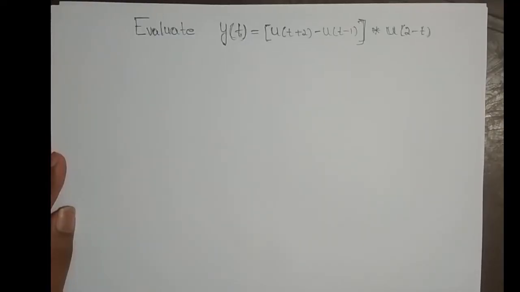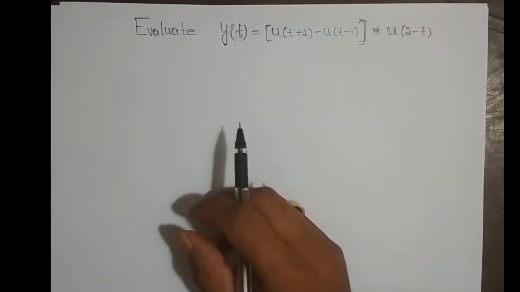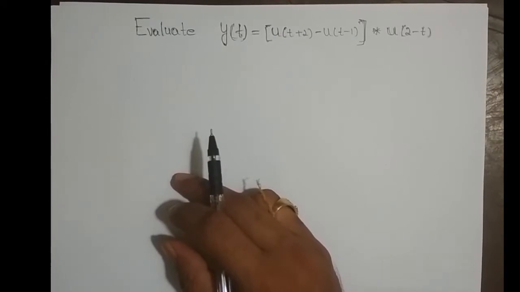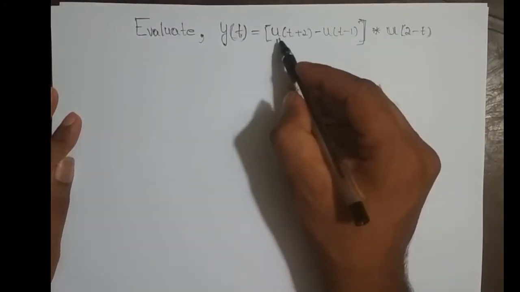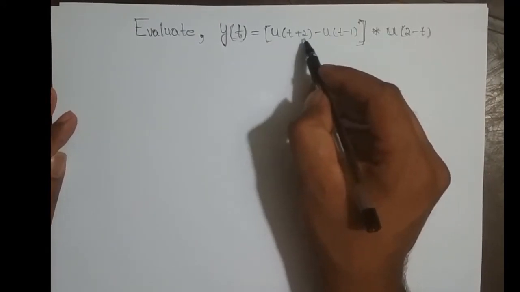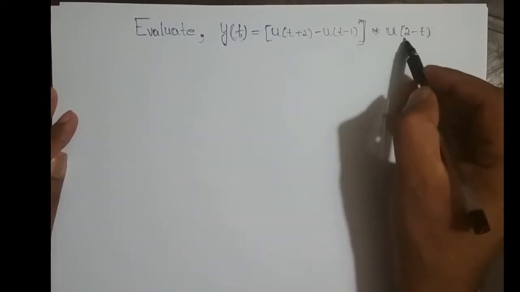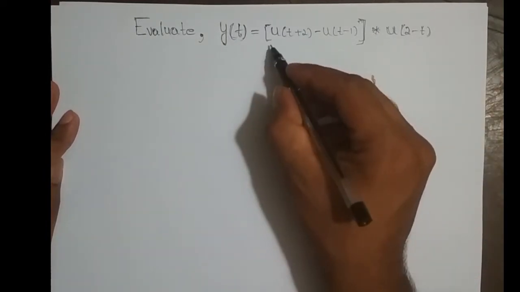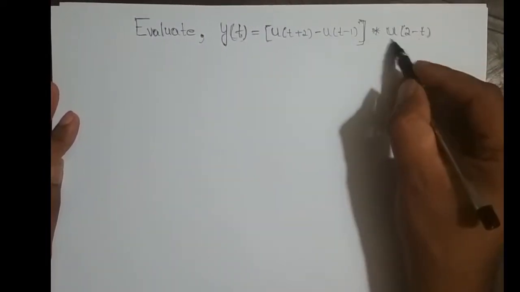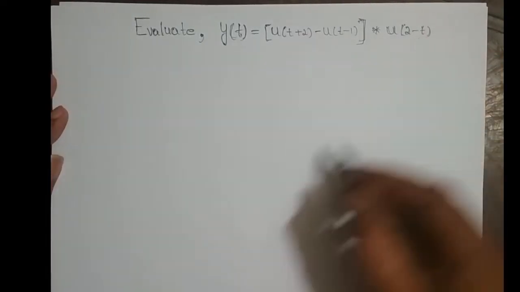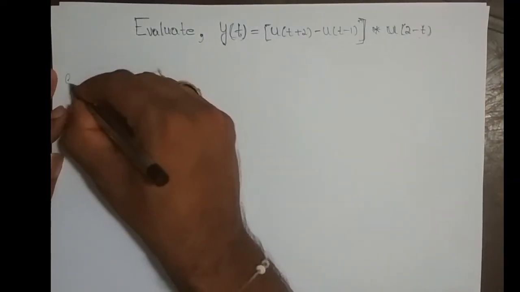Hey guys, this might be the last problem I will take up on convolution integral, and the problem is: evaluate y of t is equal to u of t plus 2 minus u of t minus 1 convolved with u of 2 minus t. As a whole, this part is one signal, which is x of t, and this is another signal, which is h of t. Okay, so solution.